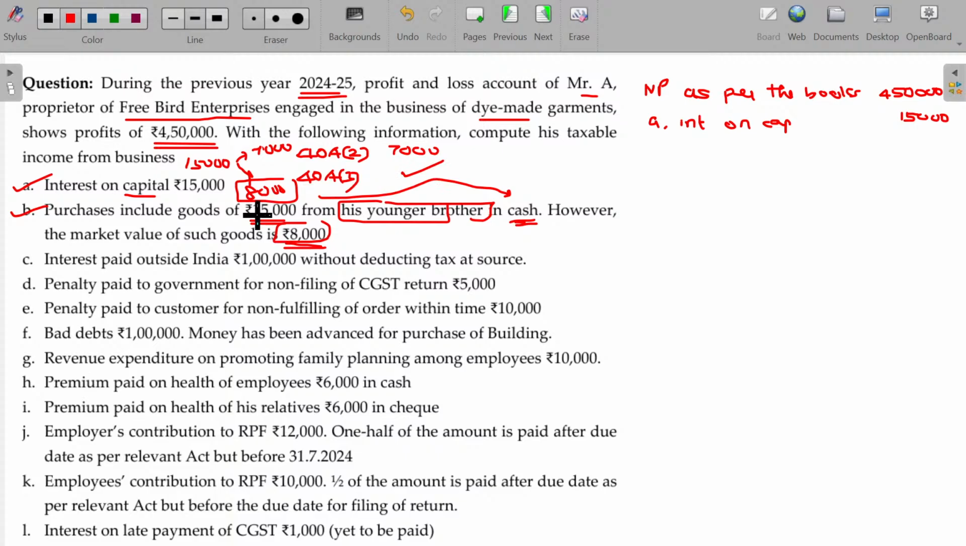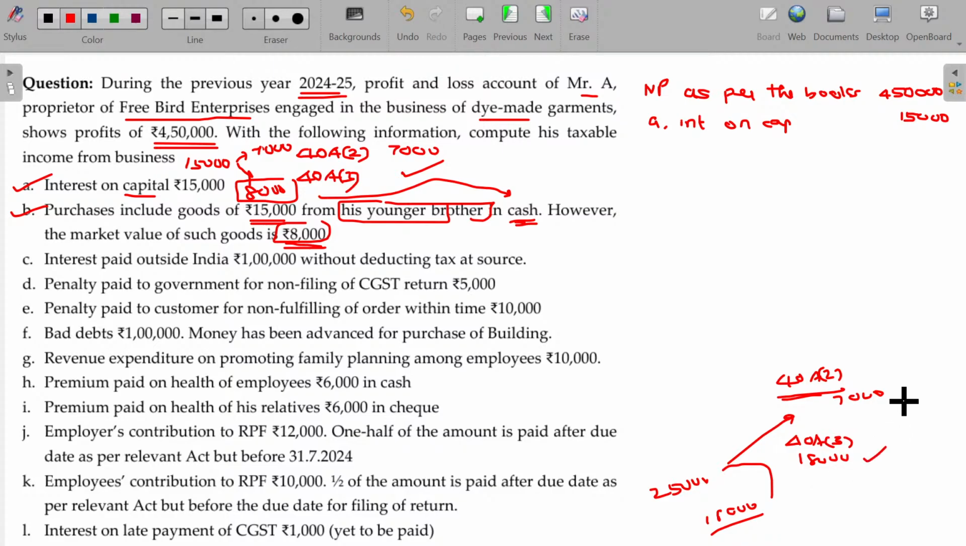Clear? Suppose the price is 25,000 and the market value is 18,000. In that case, the difference between these two, 7,000, will be disallowed under section 40A(2). The balance amount of 18,000 was paid in cash, right? As a payment made in cash, section 40A(3) is applicable on that. Any payment in excess of 10,000 is also disallowed. So this is also disallowed, and that is also disallowed. In this case, the accepted amount being less than 10,000 rupees and paid in cash is not the matter.